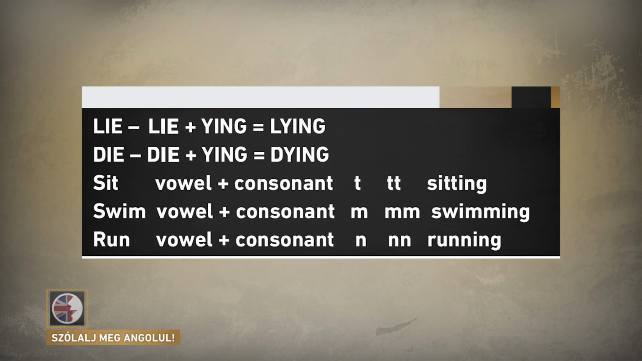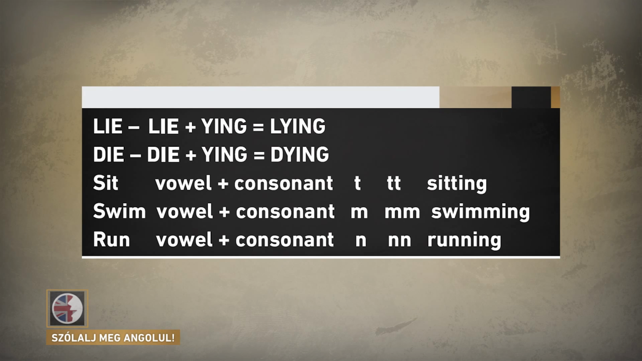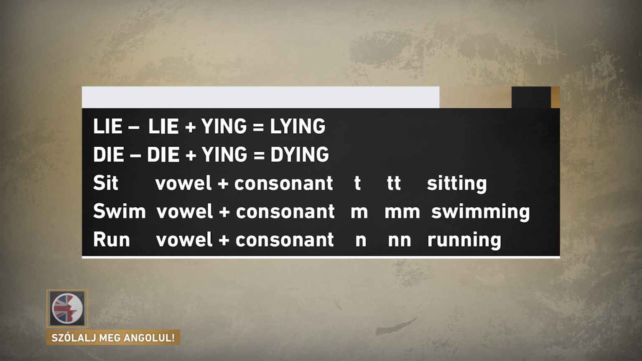Good. Now, are there any other places we have to be careful? Yes, there's another rule we need to remember. If the verb ends in IE, then we replace the IE with YING. The baby's not lie-ing on the bed, it's lying on the bed. The tree is not die-ing, it's dying. And what's the third rule we have to remember? That's right. If the verb ends in vowel plus consonant, the last letter is doubled. You're sitting down. He's swimming. We're running.